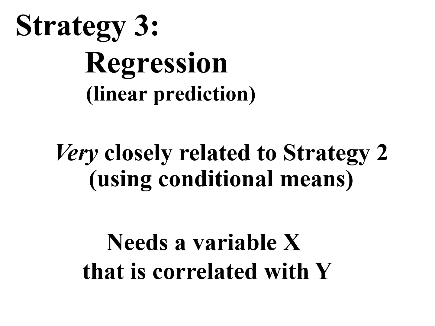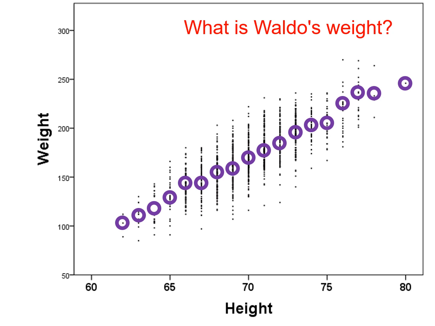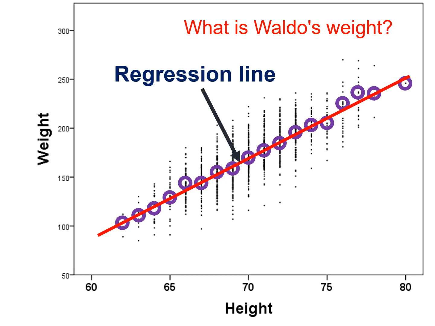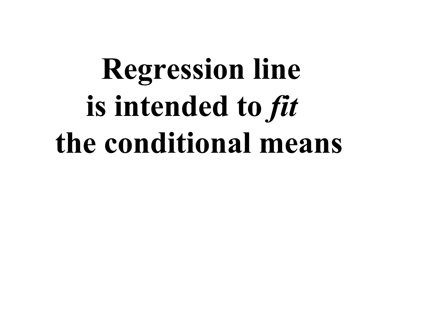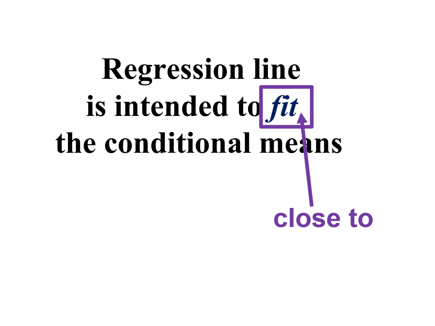For both strategies, you need a variable x that's correlated with y. Now here are the conditional means that we calculated earlier. As I'm sure you've noticed, the means follow a pattern. And here's that pattern drawn out. The conditional means follow a line. And this line has a very special name. This line is called the regression line. The regression line is a line that is intended to fit the conditional means. When I say fit, I mean the regression line is intended to be close to the conditional means.